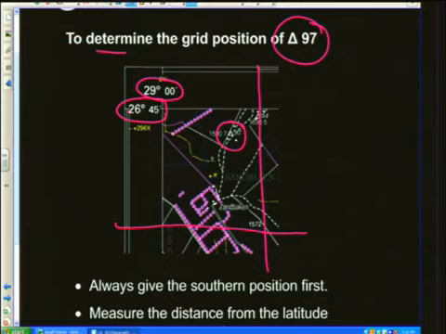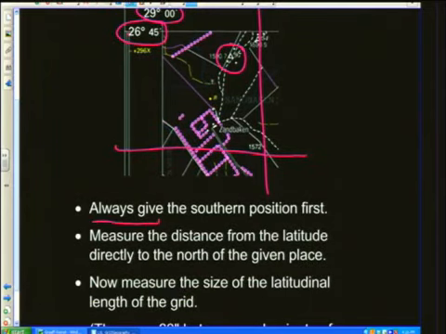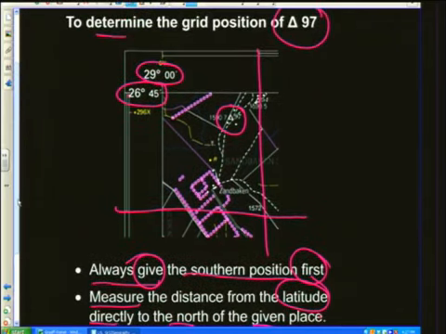Now, in order to calculate the seconds, the following steps should be taken. Always give the southern position first, which is your line of latitude. Measure the distance from the latitude directly to the north of the given place. Let's go back to the map, and you'll understand the following. If the trig beacon is located in this block, the measurement distance should be between that line of latitude and the point.